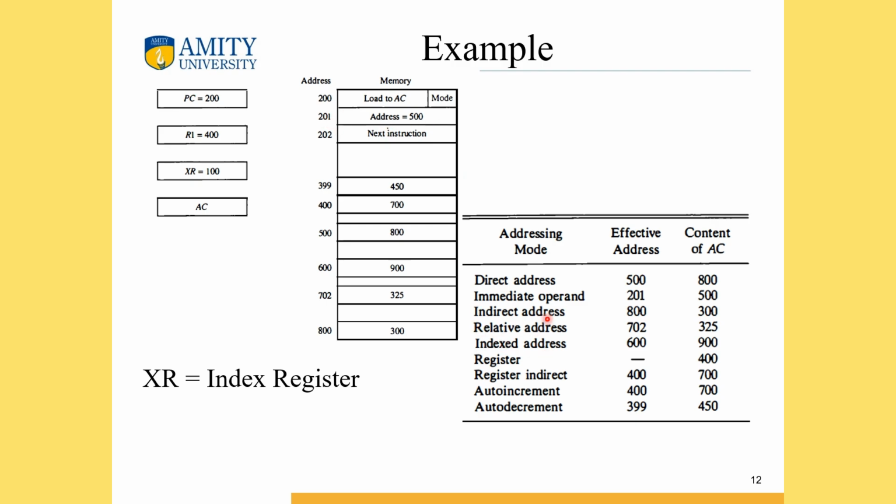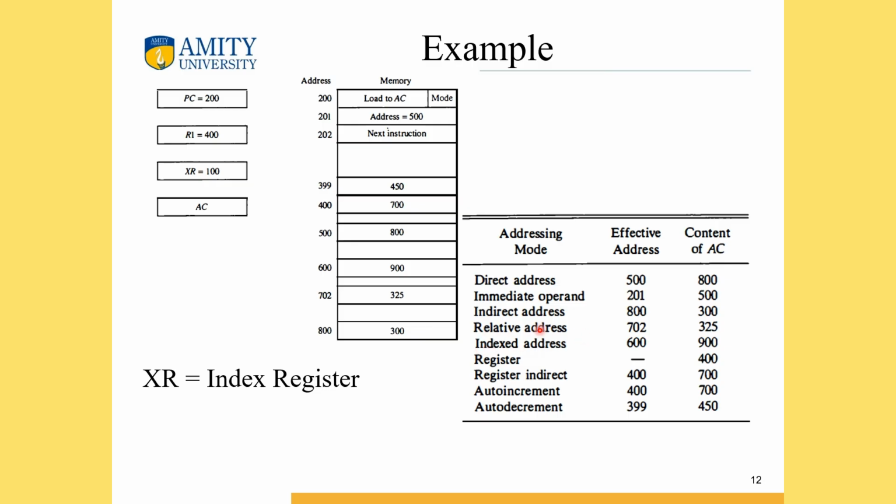Then we have indirect address. In indirect addressing, we are pointing to 800. So when we go to 800, that is the indirect addressing. When we go to the address 800, we will find that there is another address, 300, over there, and then when we go to 300, somewhere in the memory, that is where we will find the operand.